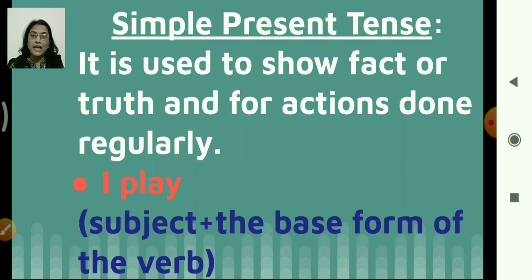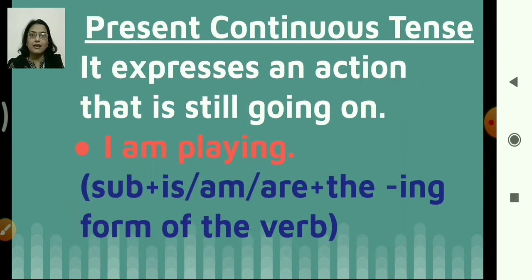Subject plus the base form of the verb. So in this way you will get the simple present tense. The next is present continuous or the progressive tense. It expresses an action that is still going on.